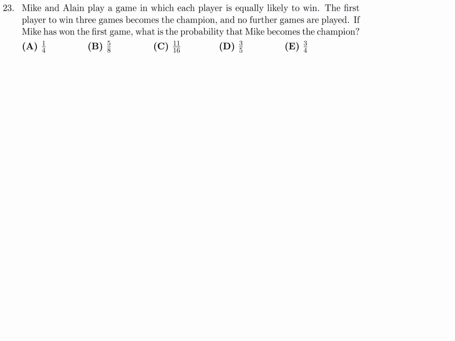Mike and Elaine play a game in which each player is equally likely to win. The first player to win 3 games becomes the champion, and no further games are played. If Mike has won the first game, what is the probability that Mike becomes the champion? There's only 3 games, right? The first to win 3 games, actually.